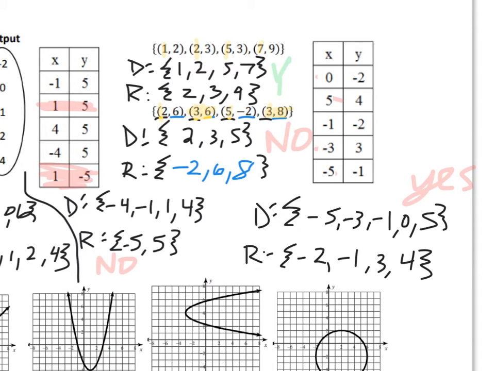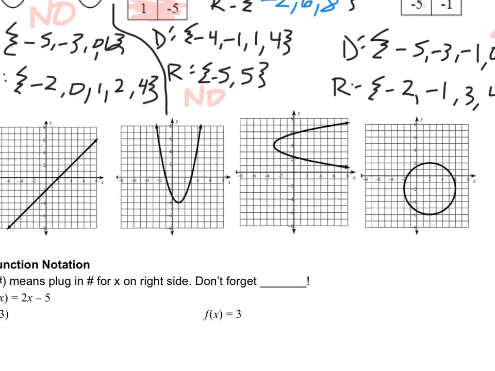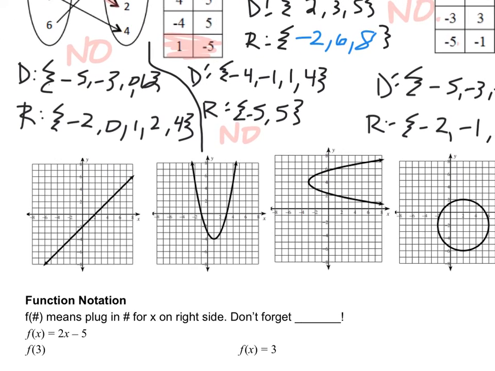The last thing we're going to do is look at graphs for when we're talking about functions or not. So functions mean they pass the vertical line test, which means that a vertical line can pass by without hitting two points on the graph at the same time. So this first graph is a function because it passes the vertical line test.